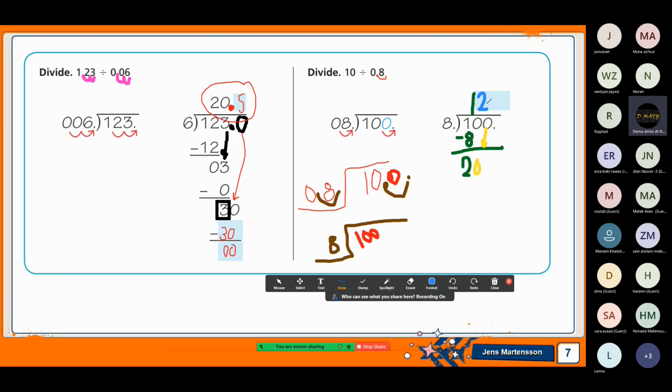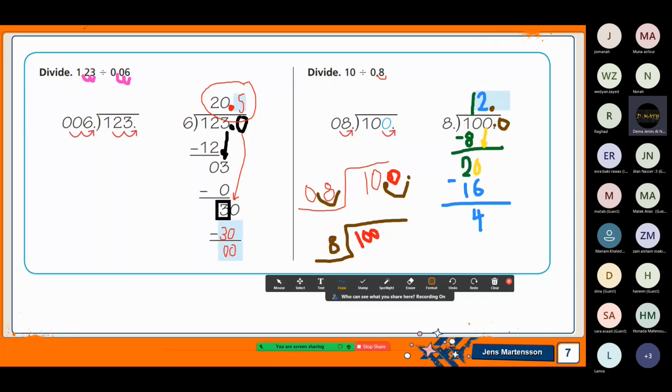Now 2 times 8 is 16. Now what's the remainder? The remainder is 4. Bravo. Now, is there a remainder? Yes, 4. What do you have to do? So we have to add the decimal point and 0. But first of all, put the decimal point on 0 in the dividend and decimal point up. Bravo.